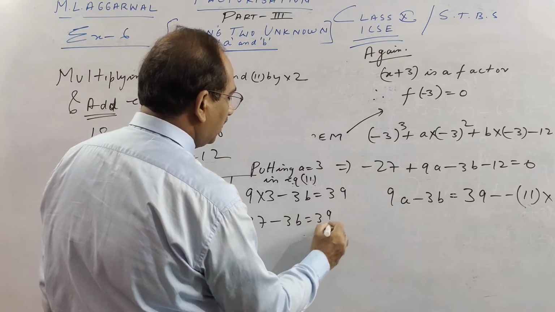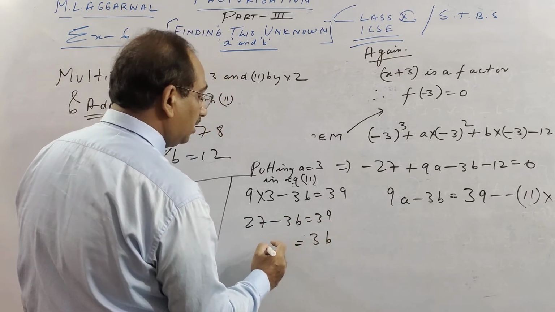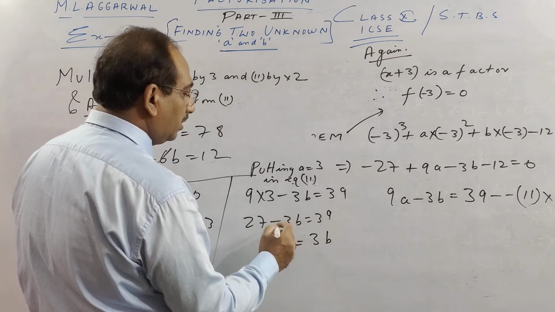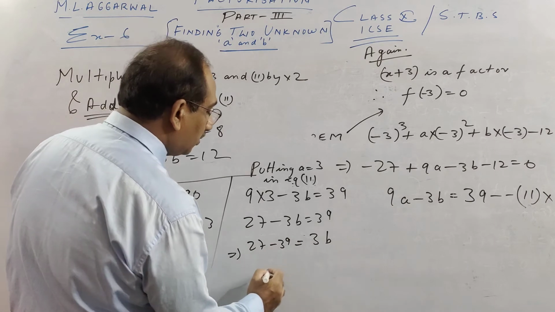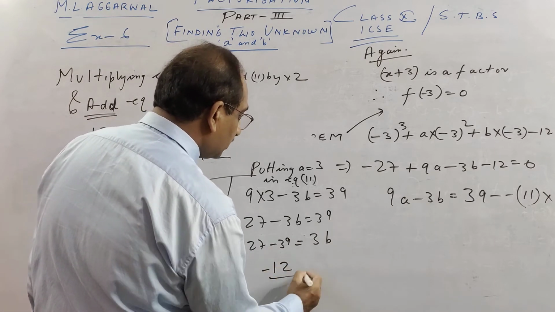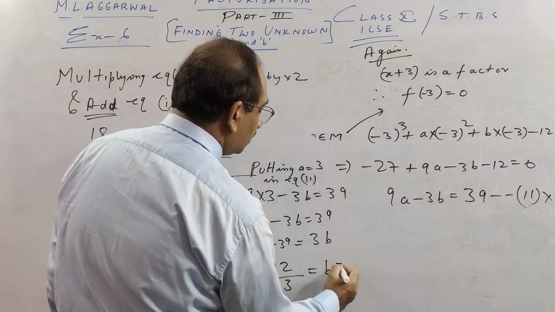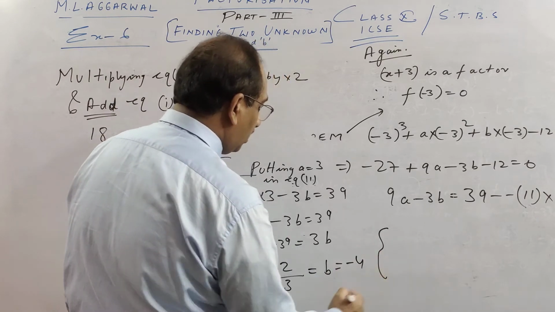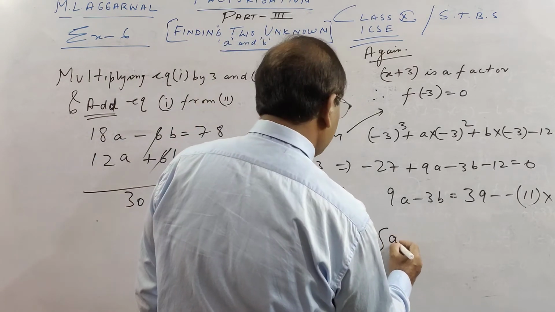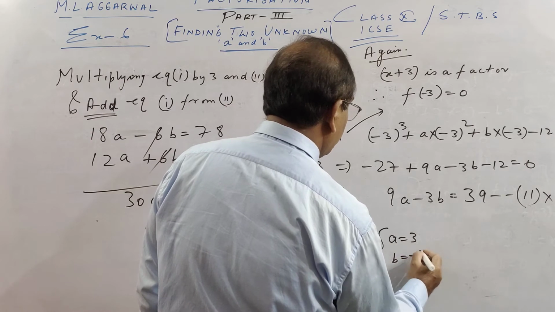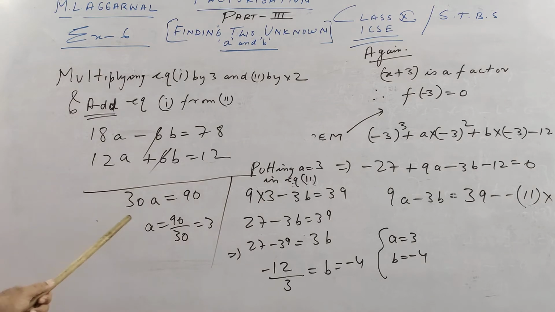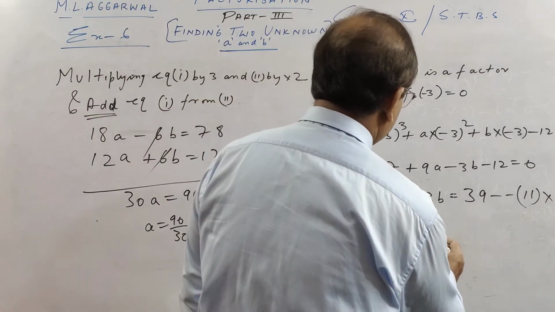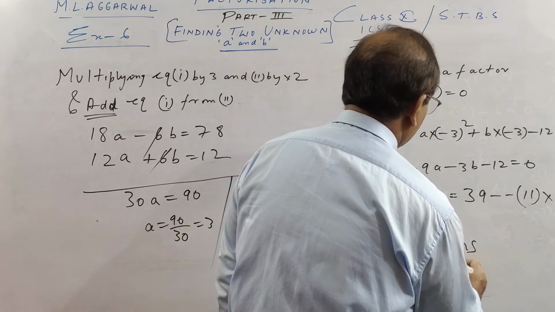27 minus 3b is 39. 3b you take to this side, so it is 27 minus 39. I think you will get minus 12, this 3 will come, so b will be minus 4. So finally our answer is a is 3 and b is minus 4. So check the calculation. Write this answer together to get full marks.